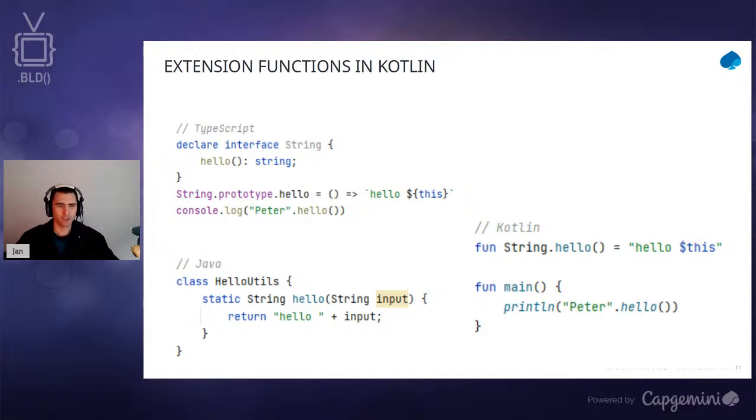Java doesn't allow you to do extension functions, so you're stuck with Apache Commons and all these util classes littering your code base. In Kotlin, it's pretty simple as well. It's just string.hello, and you're done.